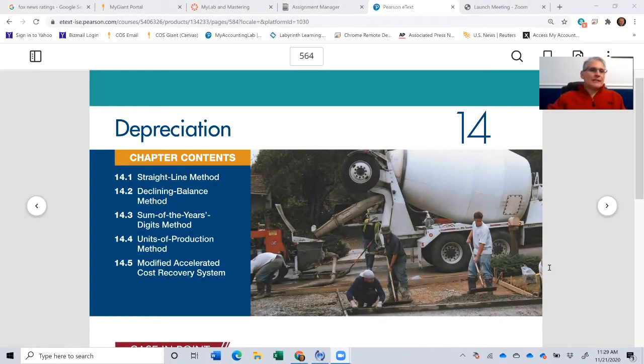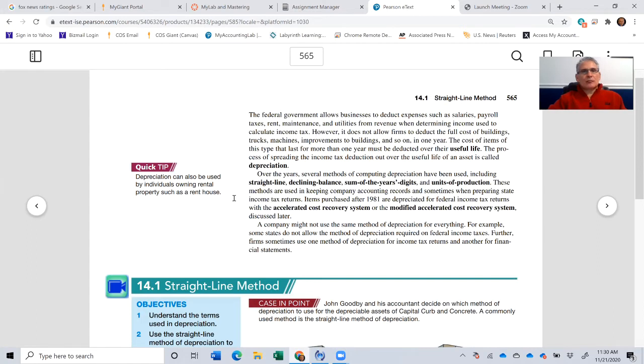Depreciation, chapter 14. There are 5 learning objectives here, but what we're going to be focusing on is just the first 3. 14.1, straight line method. 14.2, declining balance method. And 14.3, sum of the years' digits method. So let's go on to 14.1.